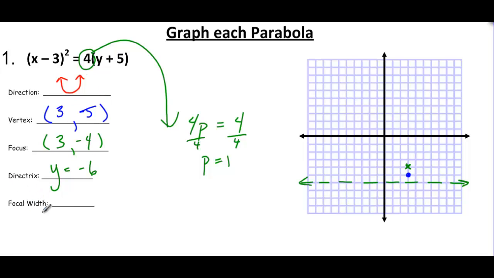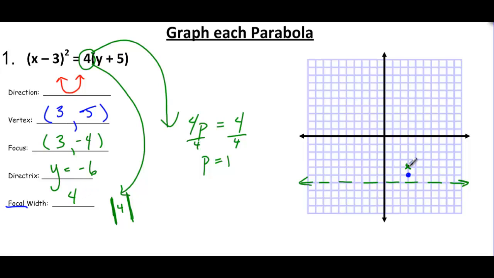The focal width is always the absolute value of 4p, or the absolute value of the number in front. Well, the absolute value of 4, which again, hopefully remember means what's the distance away from 0 that 4 is? Well, 4 is 4 units away from 0. So because it says focal width, it's at the focus. At the focus, my parabola is 4 wide.